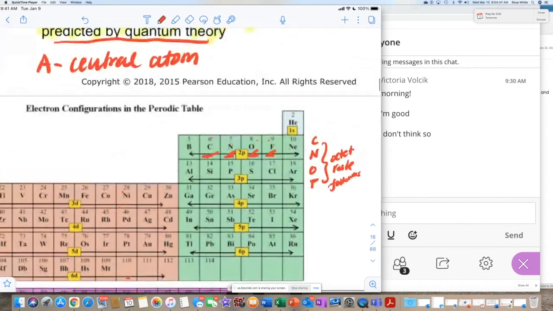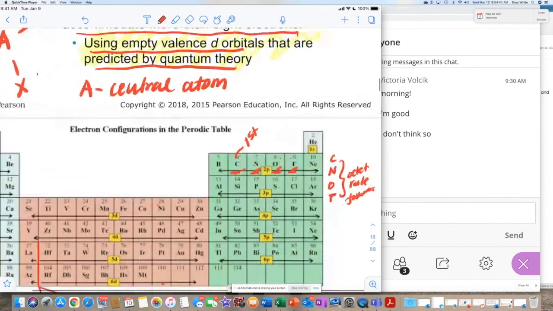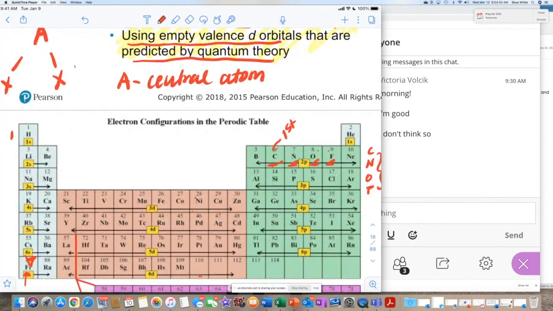For that reason, carbon is the first element, starting from the beginning, right? If you start with hydrogen, atomic number 1, hydrogen, helium, lithium, beryllium, boron, carbon is the first element to obey octet.